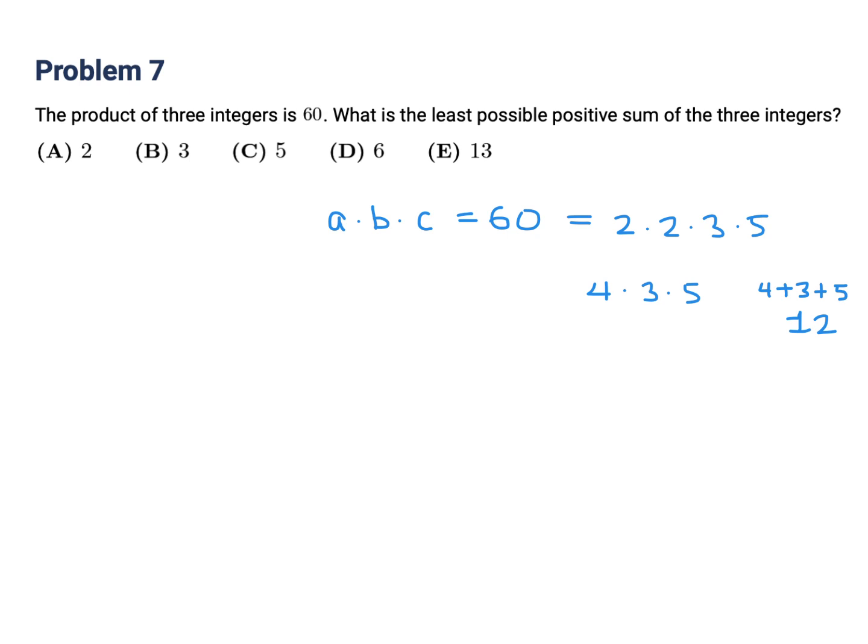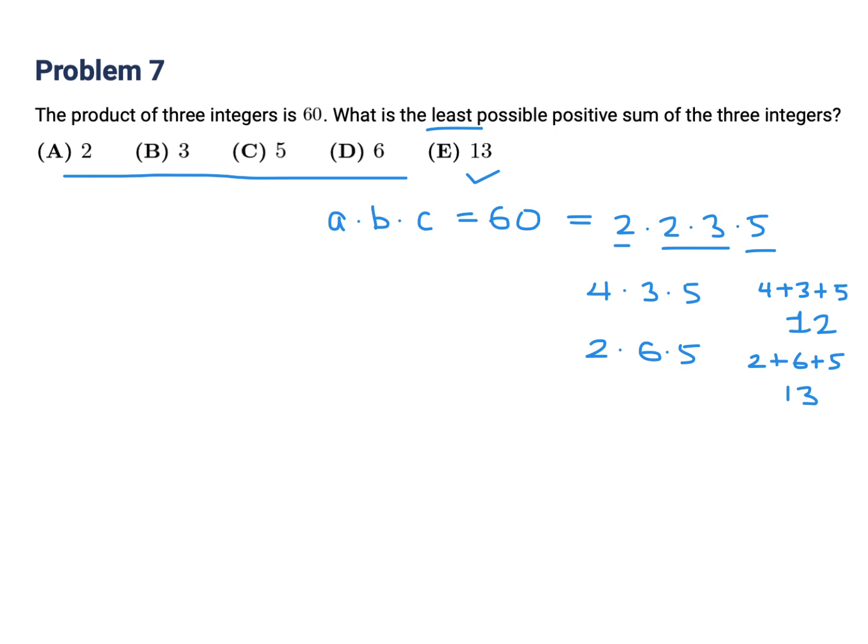Okay, let's experiment again. Let's try 2, 6, and 5. Right? This is 2, this 2 times 3 is 6, and then that 5. The product would, of course, be 60. And the sum would be 2 plus 6 plus 5, and that is 13. 13 is one of the answers. But they want the least. So I have to figure out, could I get any of those? I got this, but there's 4 answer choices that are smaller.